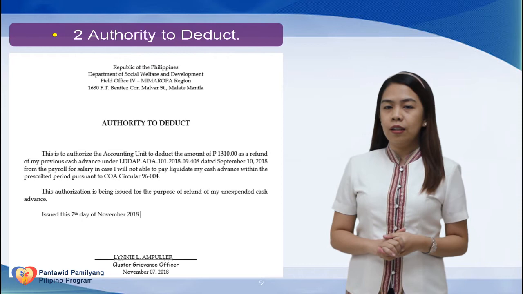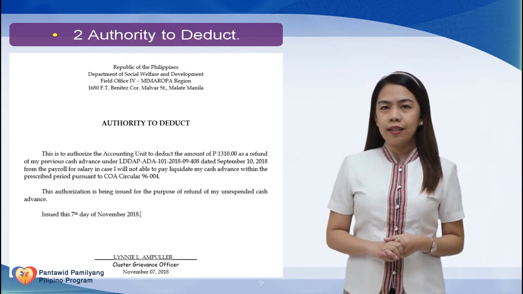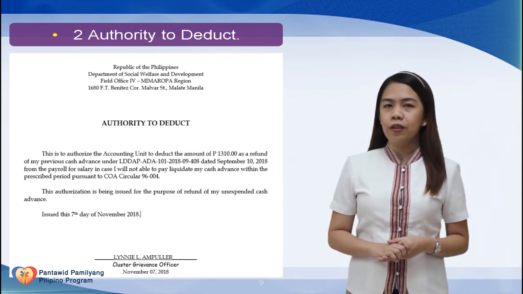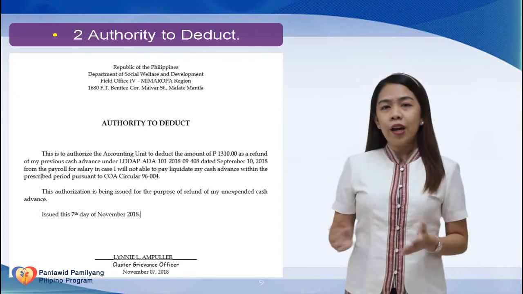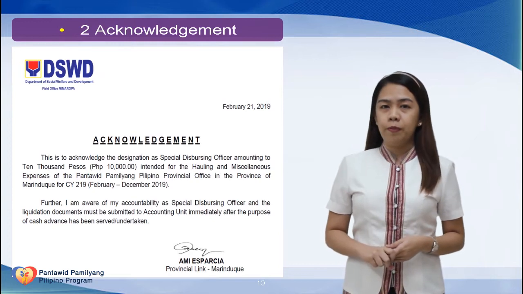Next is 2 copies of Authority to Deduct, 1 original copy and 1 photocopy, in case reported as a reduction in the department's cash account and an increase in an asset account such as advances to employees or other receivables. Another one is 2 copies of acknowledgement, 1 original copy and 1 photocopy.